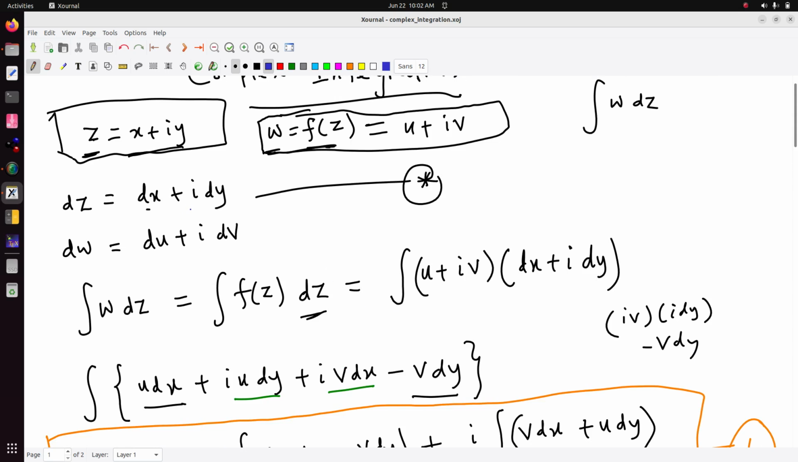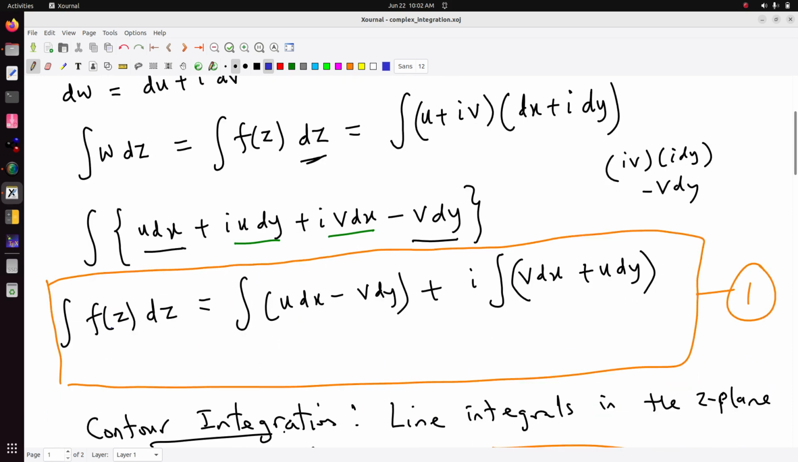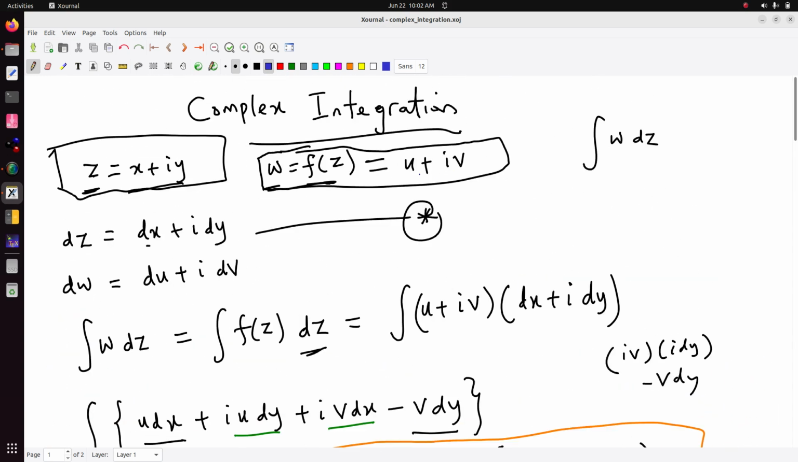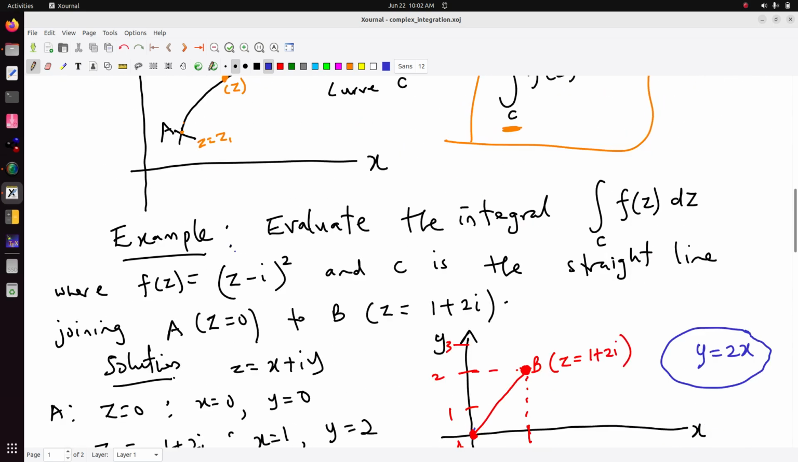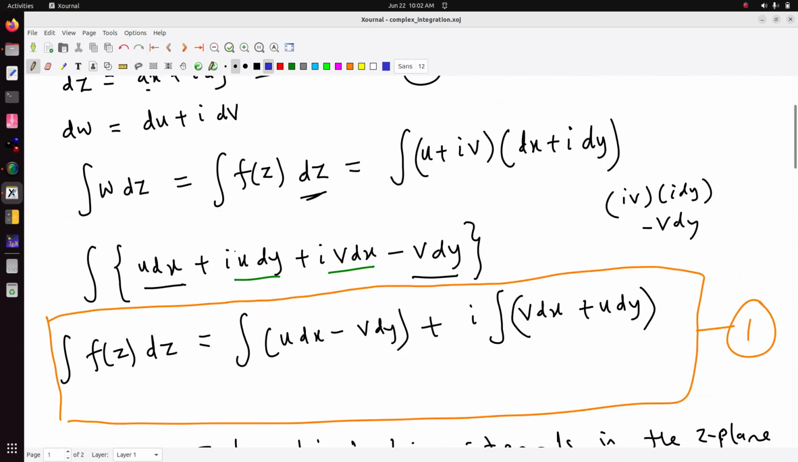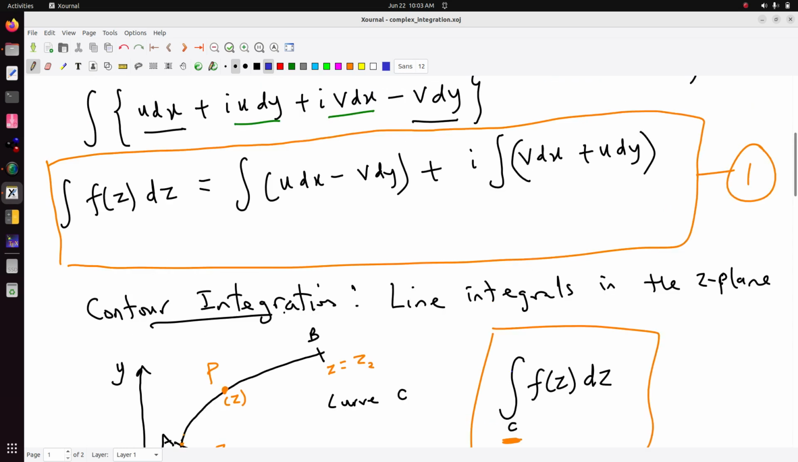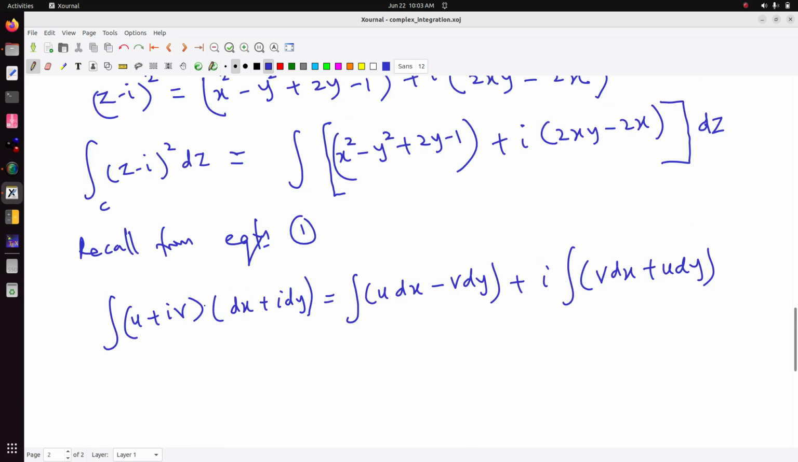But what we're going to use is this formula: the integral of a complex function f of z, or w, where w is u plus iv, and z is x plus iy. That integral can be written as the integral of u dx minus v dy, plus i times (v dx plus u dy). I think it will be better if I rewrite the formula so that we can use it. This is equation 1.